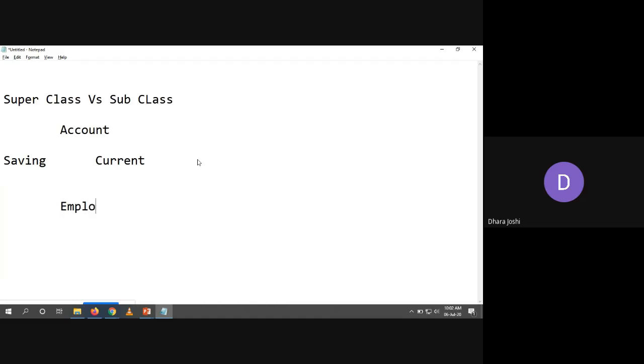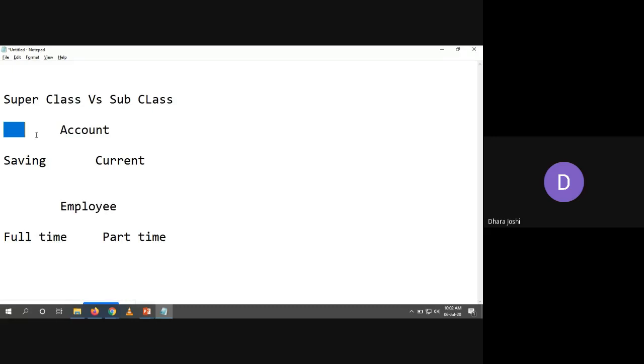Here we have employee, which can be full-time or part-time. If we go from bottom to top, from full-time employee and part-time employee, we have generalized the term. Full-time is also an employee, part-time is also an employee. So we are making a generalized term: they are employees.